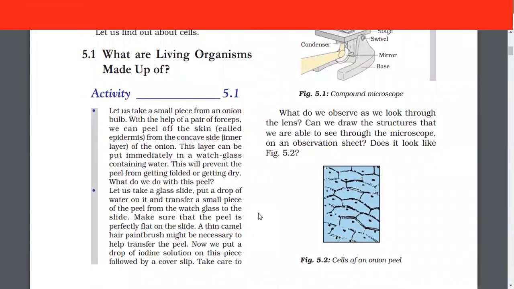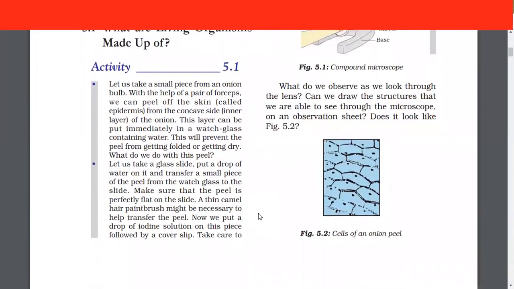Activity 5.1. Let us take a small piece from an onion bulb. With the help of a pair of forceps, we can peel off the skin called epidermis from the concave side of the onion. This layer can be put immediately in a watch glass containing water. This will prevent the peel from getting folded or getting dry. What do we do with this peel?